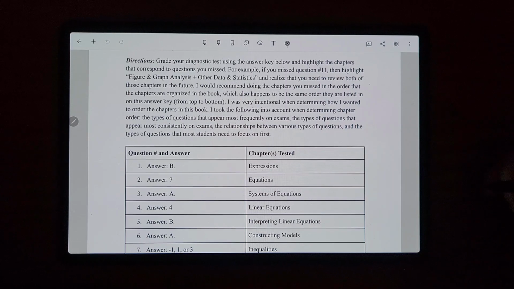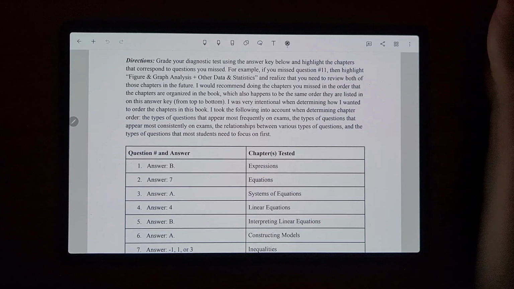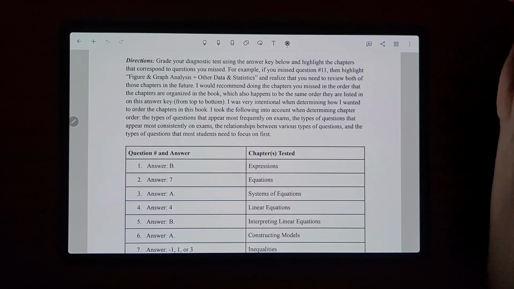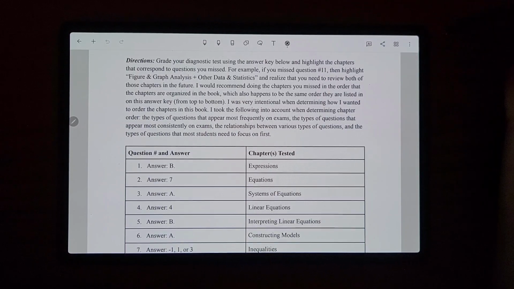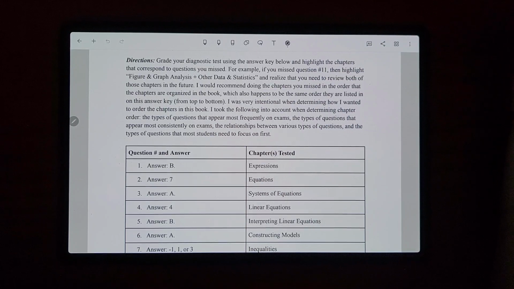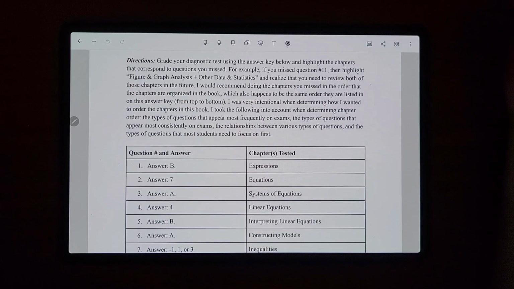It basically goes from what's most helpful generally to what's least helpful. So a chapter will show up sooner in the book, towards the beginning, if it's something that I recommend you do first, or something I deem most important based on a variety of factors. I based it off the types of questions that appear most frequently on the exams, and also the types of questions that appear most consistently on exams.